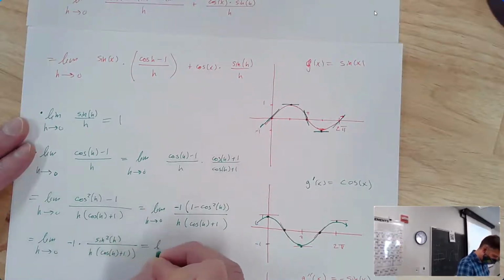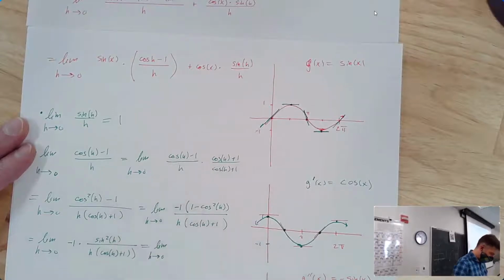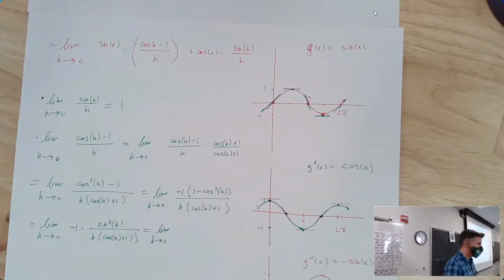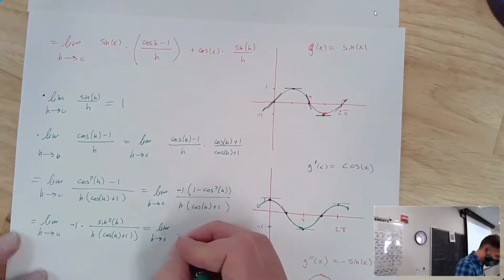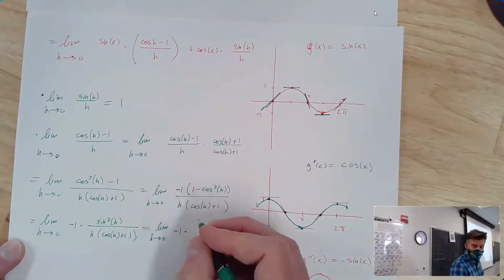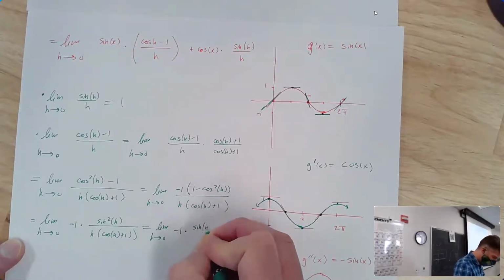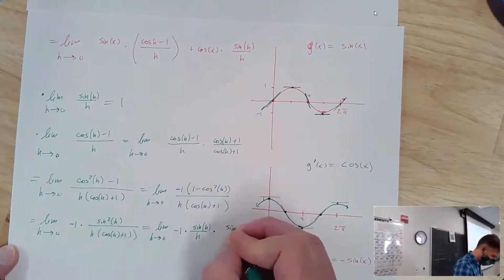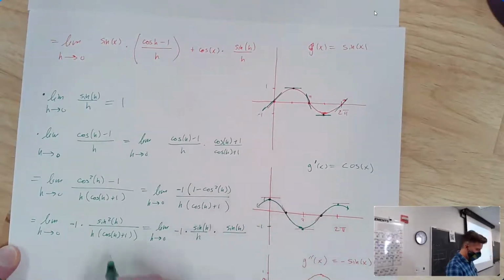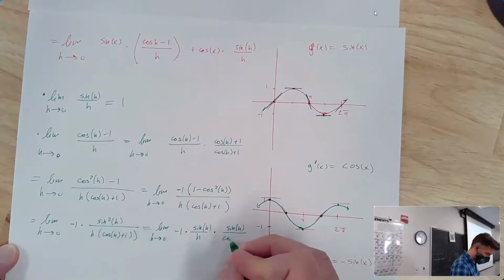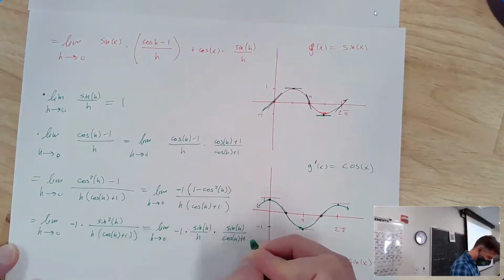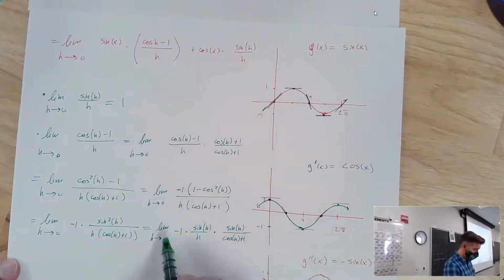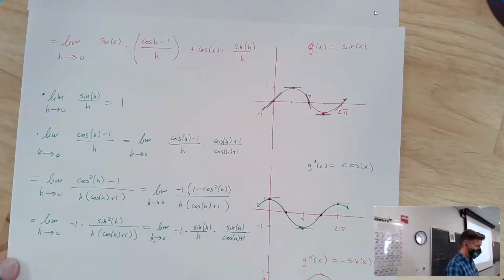And then we're going to break this up in a convenient way. I see a sine of h over h. That's not all I see, but it's an important piece. So I'm going to say sine of h over h, and then what's left? If I have one sine of h on top, I still have another sine of h, and in the denominator, I still have cosine of h plus 1. I'm going to ask the same question I asked before: what's the limit as h goes to 0 of sine h over h? Still 1.